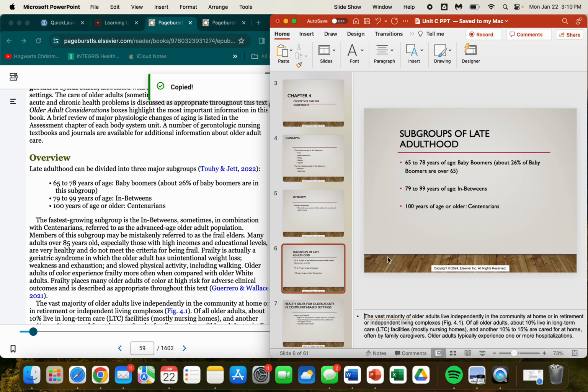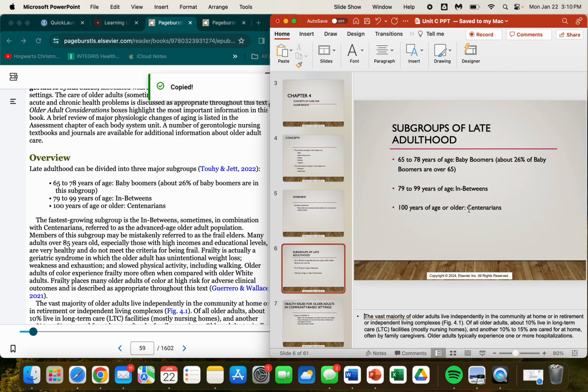So when we talk about subgroups of late adults, we talk about those baby boomers, those in-betweens, and those centenarians. This is the largest group. The vast majority of older adults live independently in the community or in a retirement home or an independent living center. About 10% live in long-term care facilities. Another 10 to 15% are still at home or cared for by other caregivers. Older adults typically experience one or more hospitalizations.